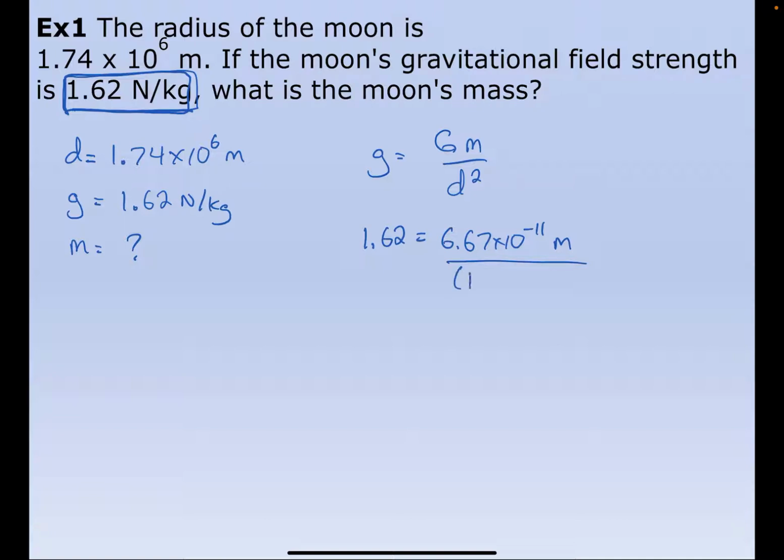D on the bottom, this is 1.74 times 10 to the 6. And again, don't forget to square that. I find it's pretty easy for people to forget to square that. To do this math, I'm multiplying both sides by the denominator. So I'm going to get 1.62 times 1.74 times 10 to the 6, again, don't forget the squared, and at the same time, I'm going to divide both sides by that numerator.